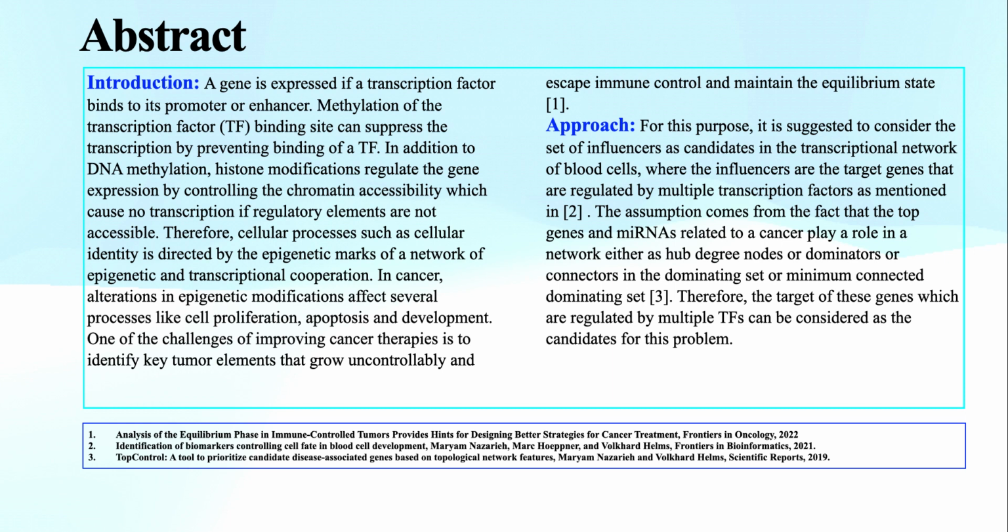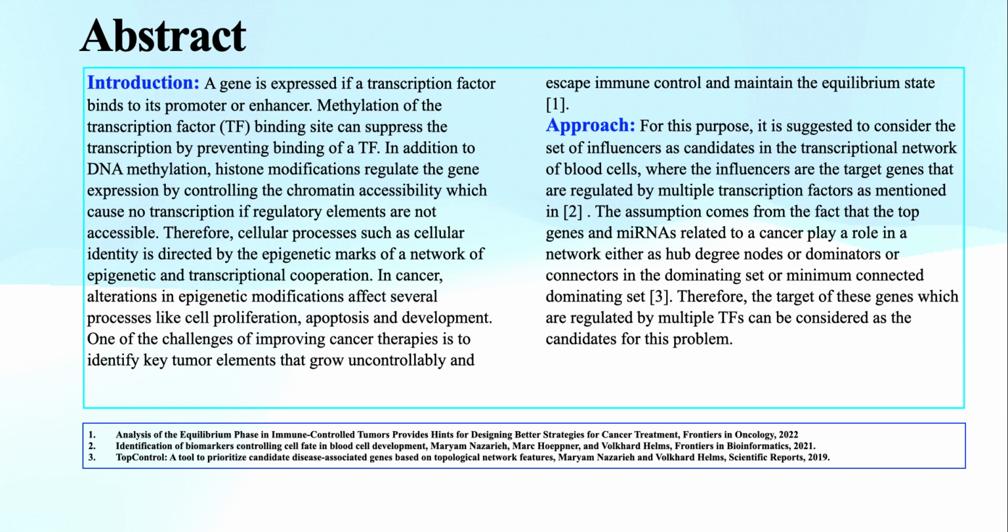One of the challenges of improving cancer therapies is to identify key tumor elements that grow uncontrollably and escape immune control and maintain the equilibrium state. For this purpose, it is suggested to consider the set of influencers as the candidates in the transcriptional network of blood cells, where the influencers are the target genes that are regulated by multiple transcription factors.